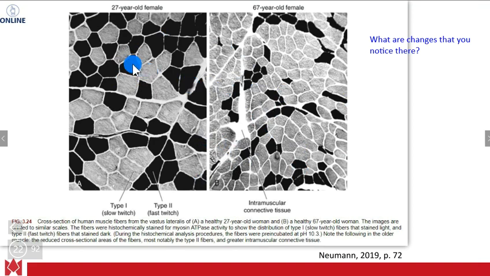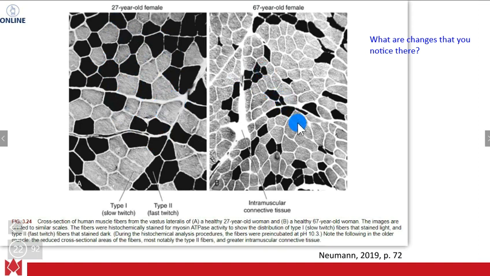So you could definitely see that there's a size difference. Look at the size of that. So there's that atrophy there. But do you see on the 27-year-old how many type 2s there are? All the black ones represent the type 2s. And do you see there, this is just an estimate, maybe like 40% of these or close to half are type 2.